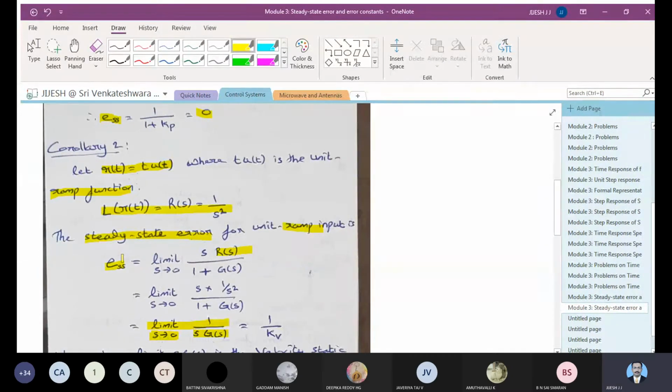So you are going to get ESS is equal to 1 by Kv. So what is Kv? Can anyone of you say, by referring to the previous equation for Kp, what is the equation for Kv? Any one of you? Just try, nothing wrong in it. What will be Kv?